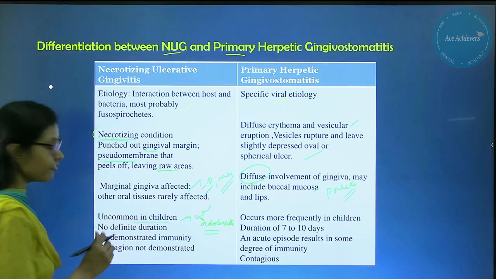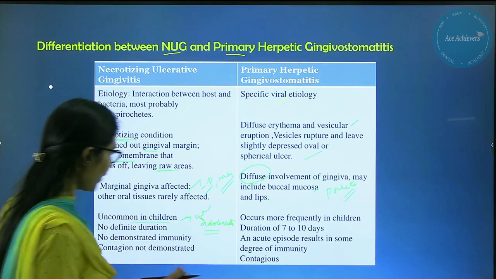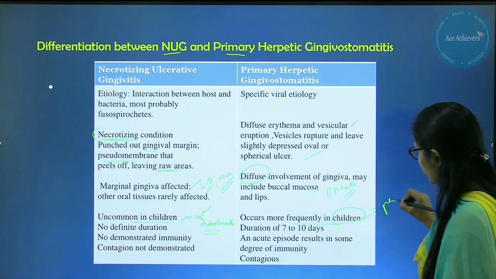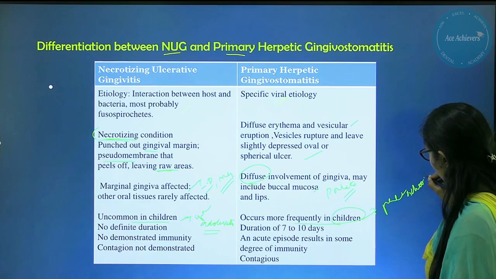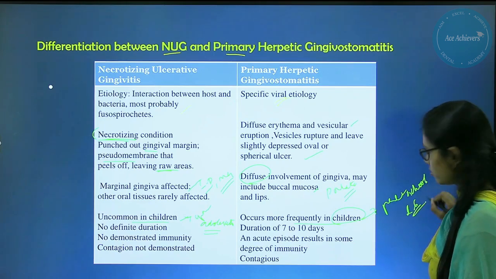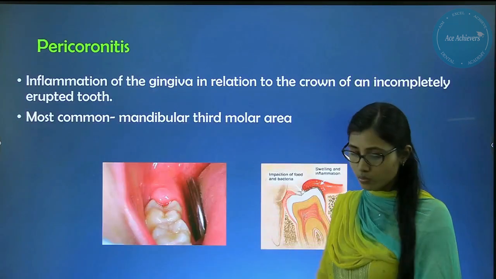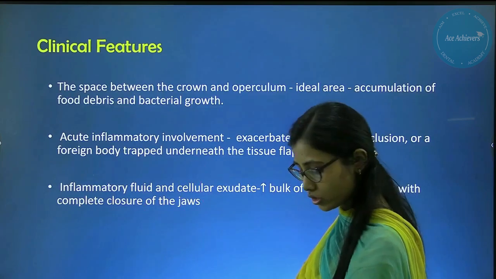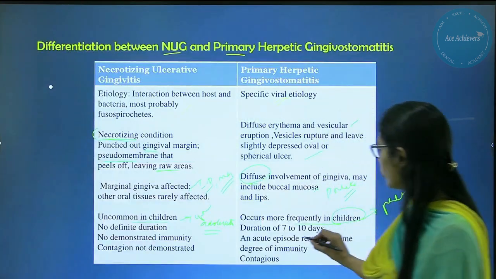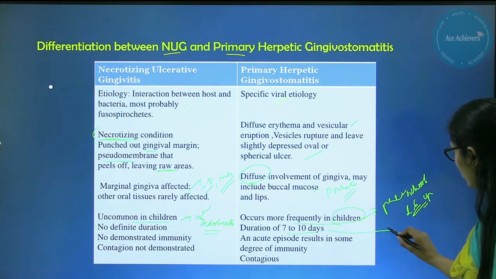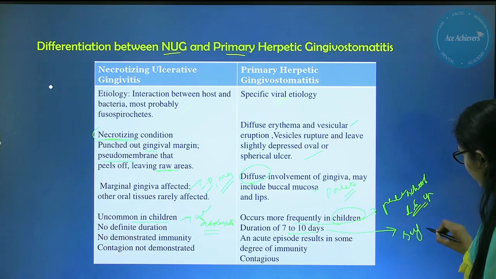There is no definite duration for this disease. This is more frequently seen in children, mostly preschool children, less than 6 years. Whereas for primary herpetic gingivitis, there is a duration of 7 to 10 days, which is self-limiting.